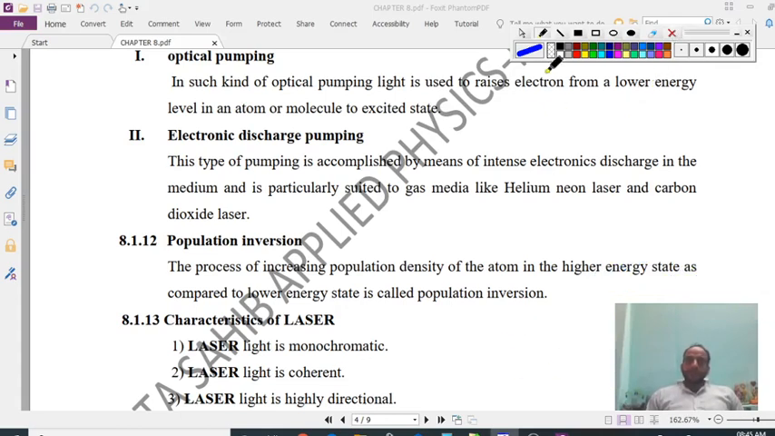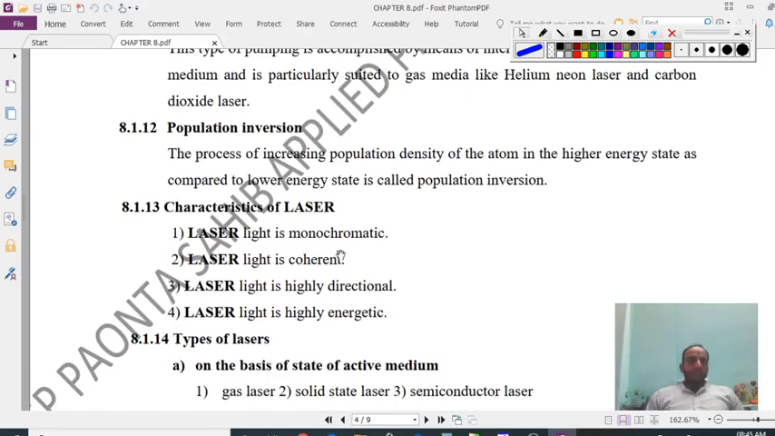Next is characteristics of lasers. First, laser light is monochromatic, which means laser has only a single wavelength. Laser light is coherent. Coherent means all the photons are in phase. Laser light is highly directional, which means laser light travels in the same direction, and laser light is highly energetic, having very high energy.